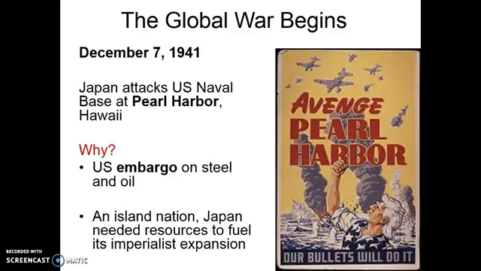And so Japan attacked Pearl Harbor, where most of the U.S. naval fleet was stationed in the Pacific. And they thought that this would be a way to weaken the United States so that we would not be able to come into the war and fight them later. It had the opposite effect, which is that it gave the United States a stronger resolve to enter the war.